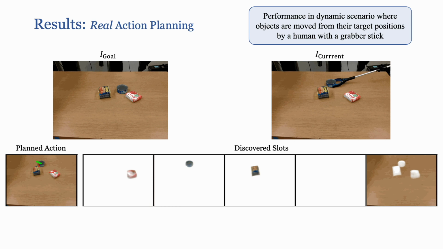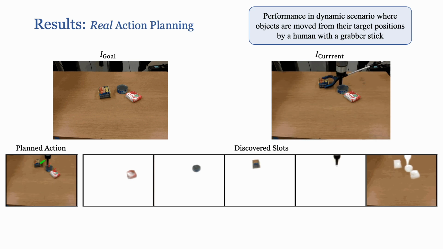Here's an example of a more dynamic scenario where a human constantly displaces the objects from their goal positions, and the robot comes up with a sequence of actions to push the objects back to their goal locations.